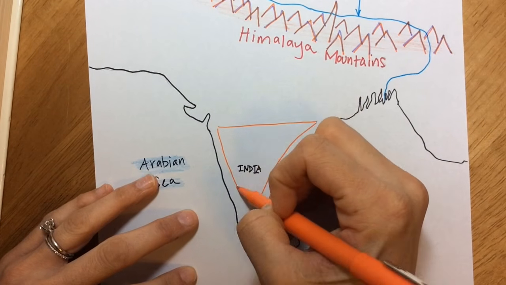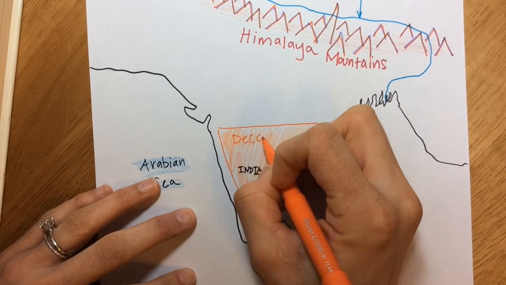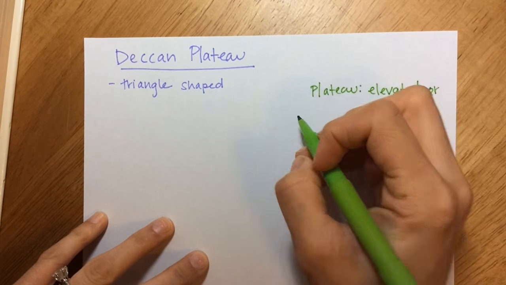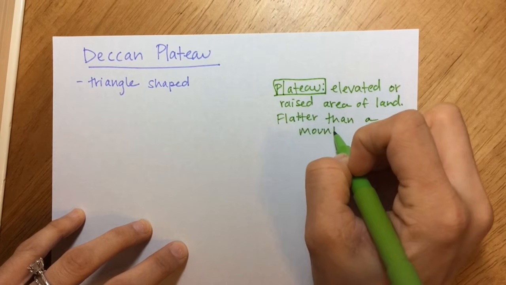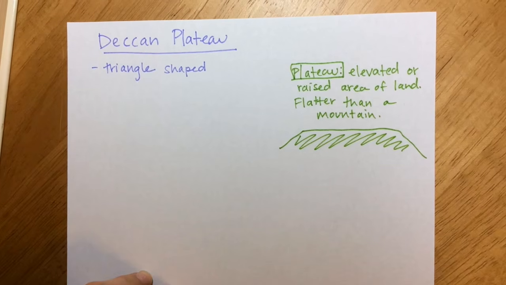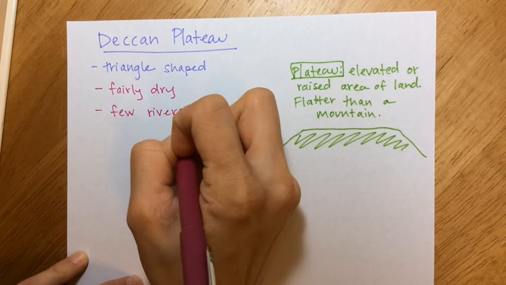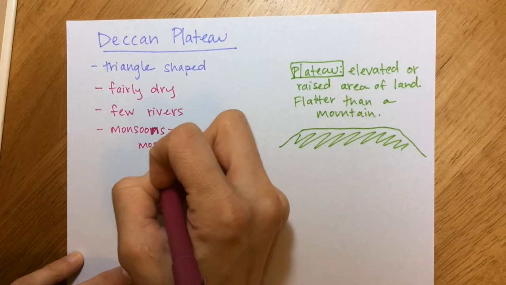Next, we have the Deccan Plateau. This is a triangle-shaped area that lies between two mountain ranges in southern India. I'm sure you'll remember from science that a plateau is an elevated or raised area of land that is flatter than a mountain. The plateau is fairly dry. There are a few rivers, but the monsoon rains provide most of the water.